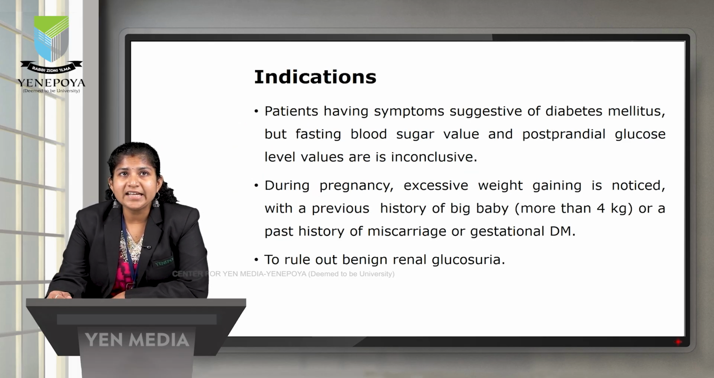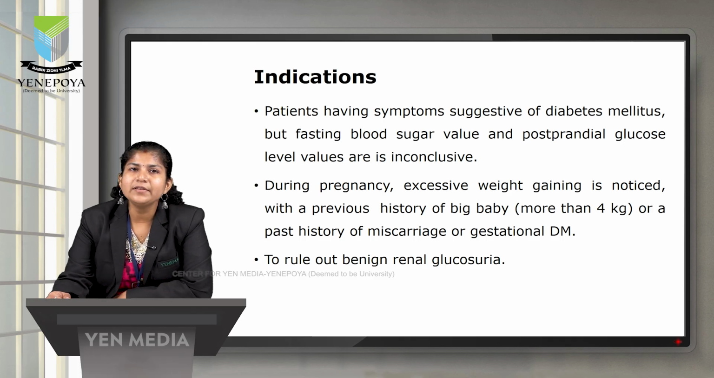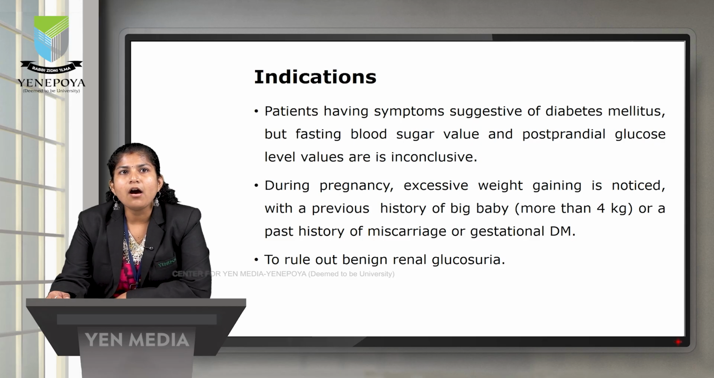Next we will see what the indications are. If a patient has symptoms and the fasting blood glucose level as well as the postprandial blood glucose level are inconclusive, then the doctor will prescribe the oral glucose tolerance test. During pregnancy, if the pregnant woman is gaining sudden weight, or there is a previous history of a big baby, miscarriage or gestational diabetes, then the doctor prescribes the glucose tolerance test. Other than that, we can use the glucose tolerance test for ruling out benign renal glucosuria.